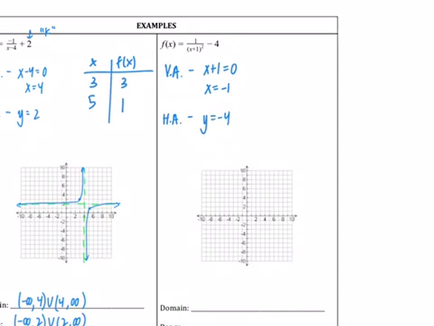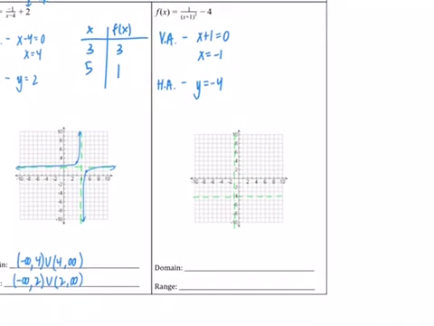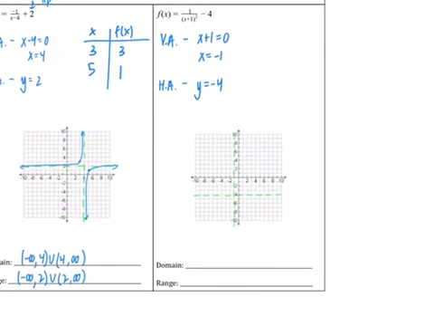So I'm going to go ahead and graph both of those. X equals -1 and y equals -4. Okay, so there we go. Now we've got to plug in our x's to find our y values. So I'm going to plug in -2 because it's 1 to the left of the asymptote, and 0 because it's 1 to the right of the vertical asymptote.